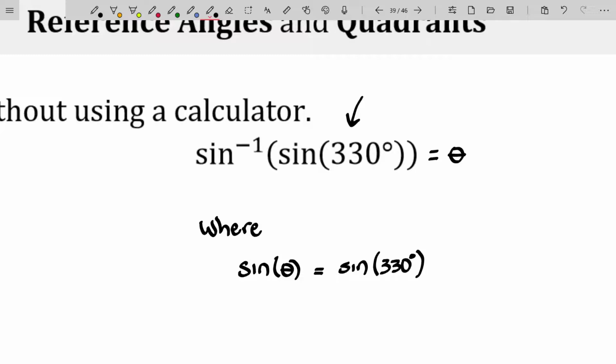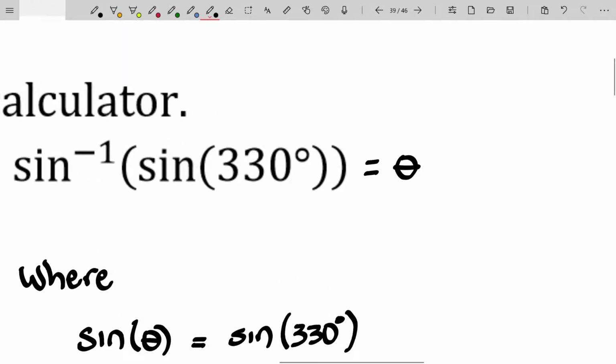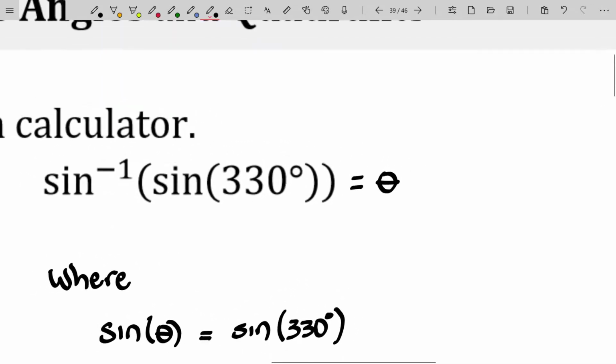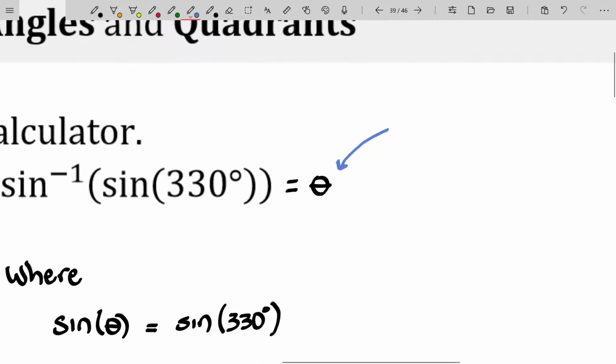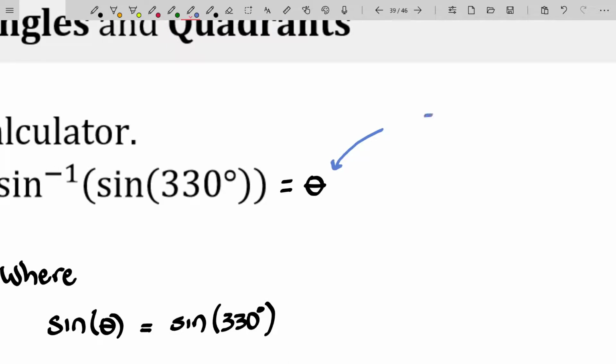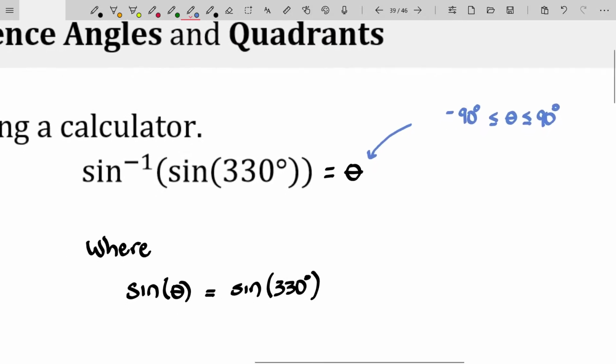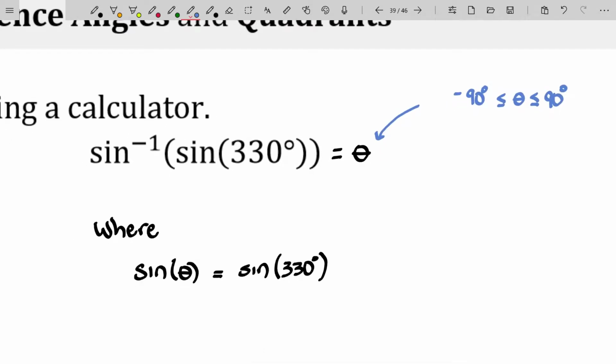Now, a lot of students at this point will make the terrible mistake of saying, oh, therefore theta is 330 degrees. But that is not true, because theta, which is the angle returned by the inverse trig function, is restricted. So I'll use the same blue ink I've been using all along, and I'll say, well, that theta has to be between negative, since we're in degrees, negative 90 degrees and 90 degrees. The sine inverse cannot return a 330 degree angle. It just can't do that.